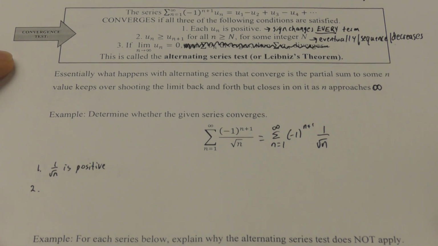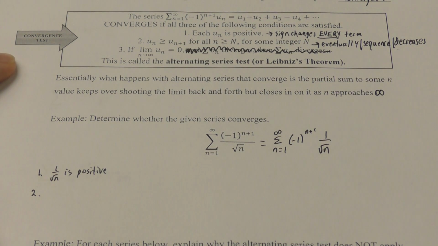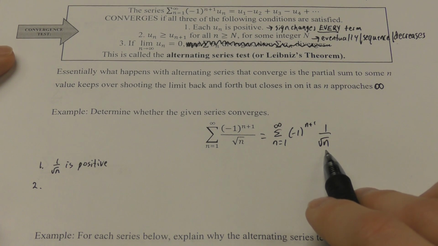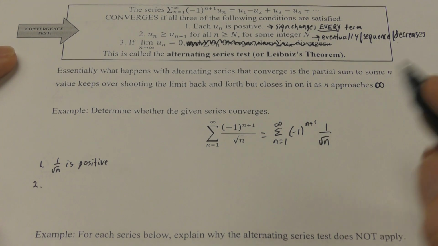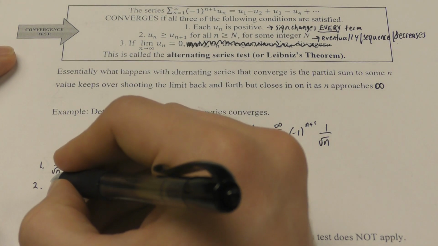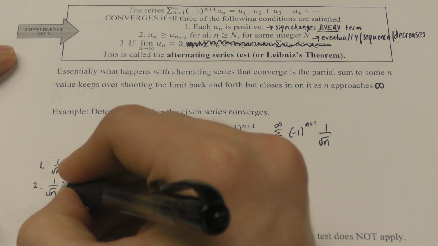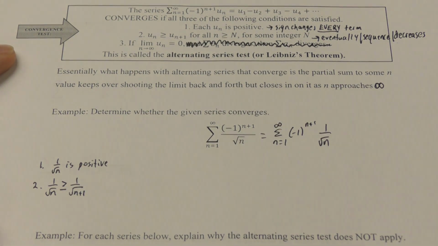Is u sub n going to be greater than or equal to the term that follows it eventually? Well, if I plug in 1, and I plug in 2 for n, then 3 for n, then 4 for n, yes, this thing will be decreasing. In fact, this one decreases always. Yes, I can say 1 over the square root of n is greater than or equal to 1 over the square root of n plus 1.